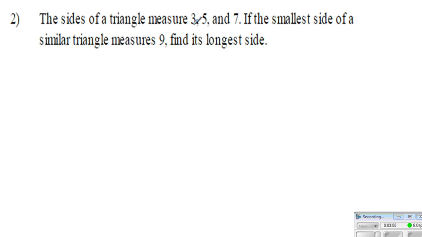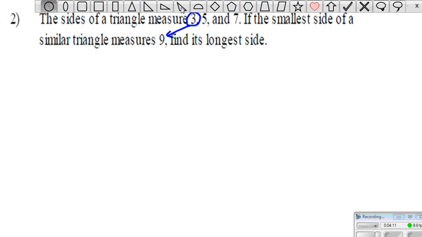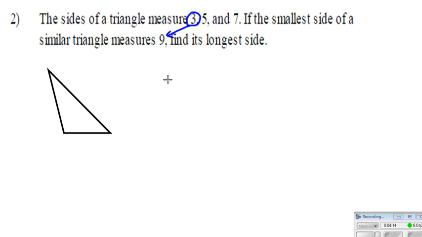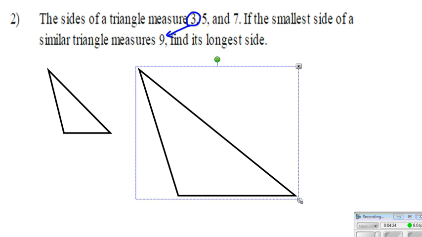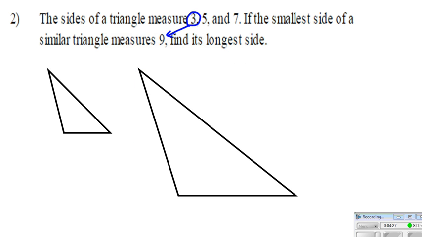Here, sides of the triangles measures 3, 5, and 7. Okay, smallest side of the similar triangle measures 9. Then you will realize that this smallest one from the first triangle is corresponding to 9. Just want to give you a little bit of drawing. For example, I'm looking at this one, and then let us say the other one is something like this. And then one side here is 3, and the other side is 5, and let us say this is 7.